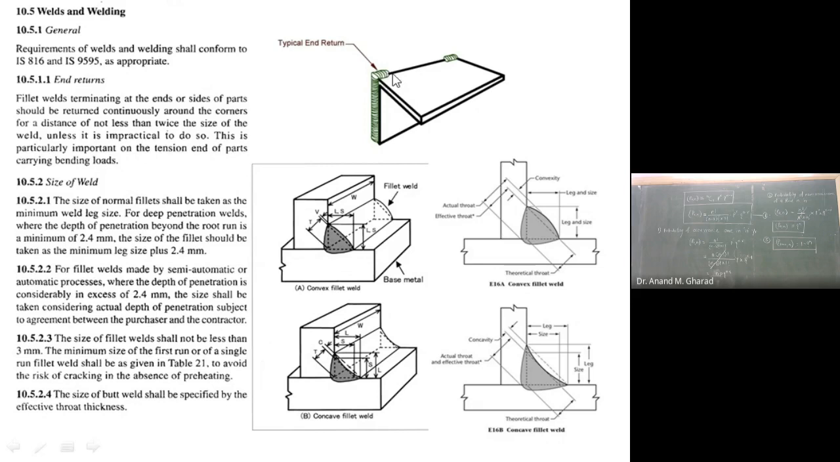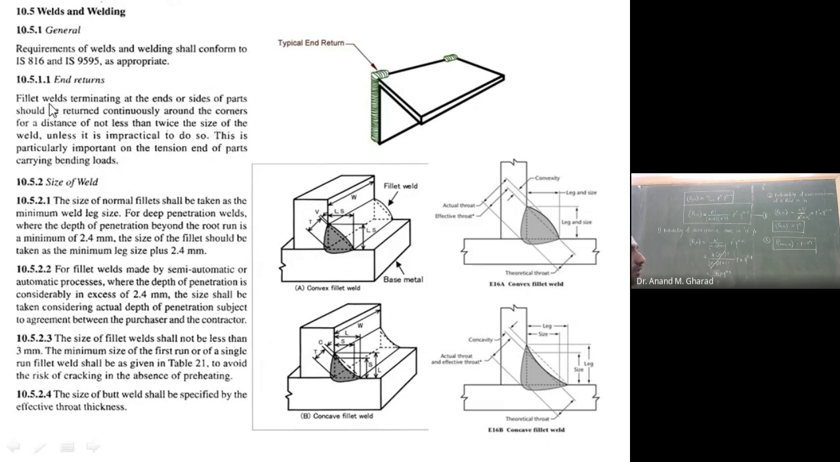Because last time, as I told you, if the connection is terminated only up to this point, what will happen? This connection will come out. There won't be any kind of protection as far as the ends are concerned. So therefore, these end returns are to be provided.